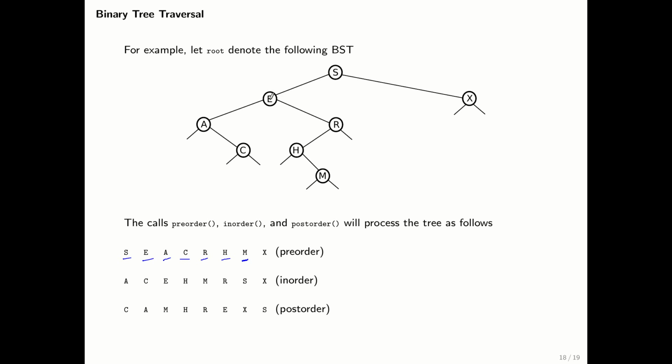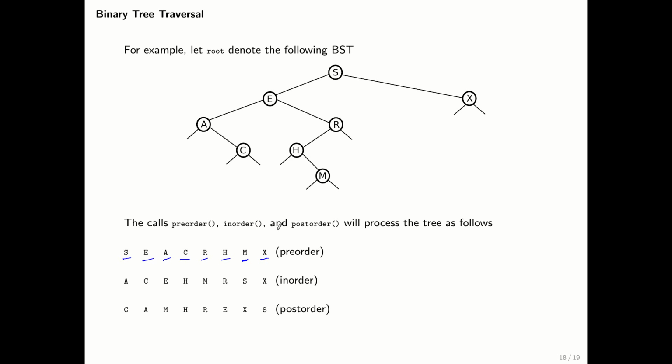We come here, we are done with that node, we are here, and now we simply make a recursive call to pre-order on the right subtree of S, which is X, which ends up printing X. Okay, and we are done with this node. We go back here, and we are done with the whole tree. So that's how you get this particular ordering via a pre-order traversal of the tree.